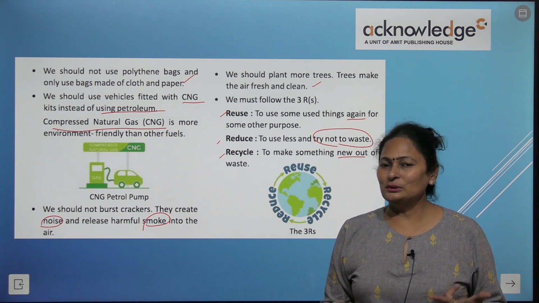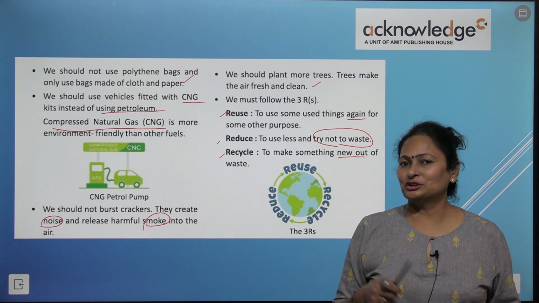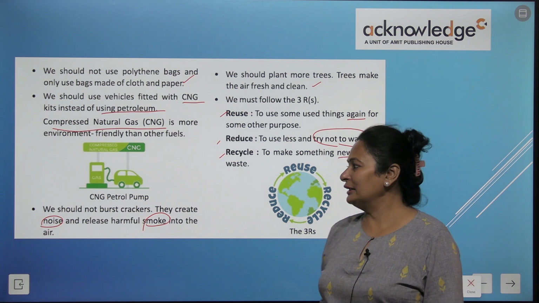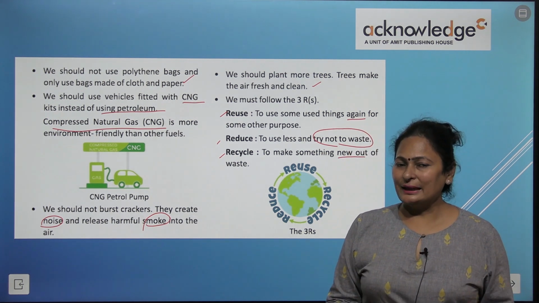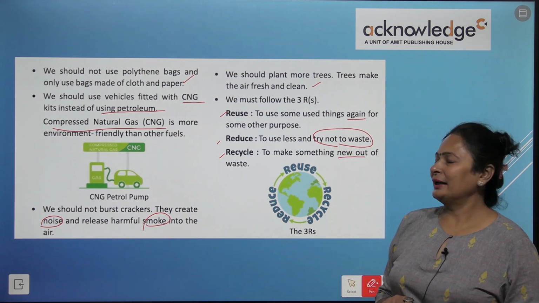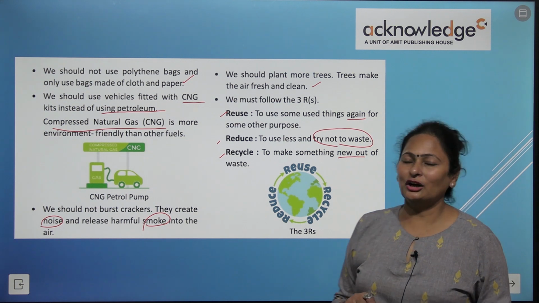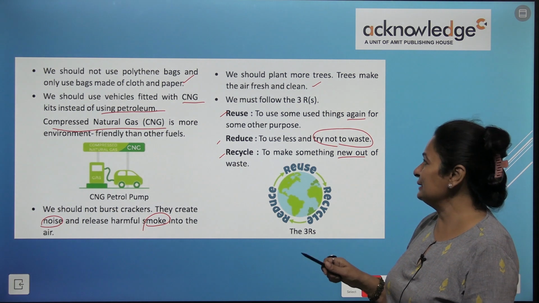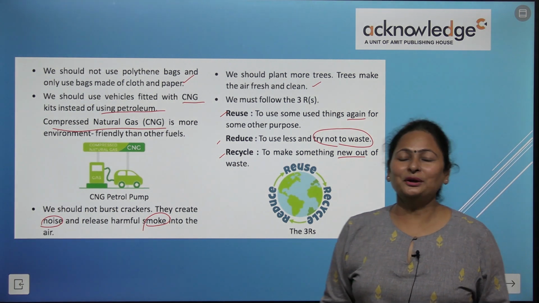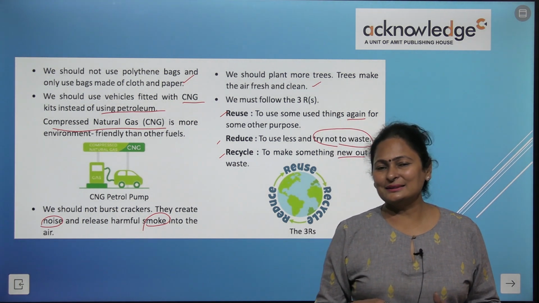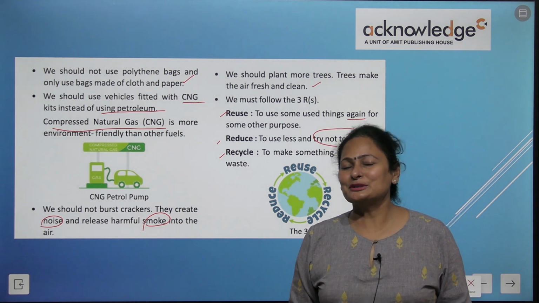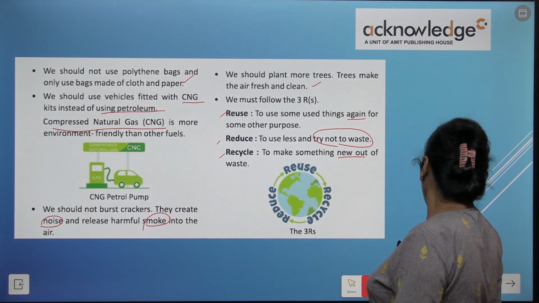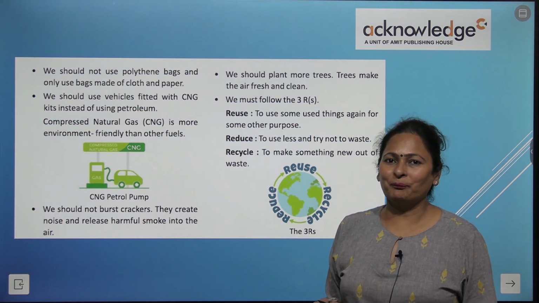Instead of other fuels like petrol and diesel, we should use the CNG fitted vehicles. We should not burst crackers, it leaves noise and air pollution. We should not cut down the trees. Instead, we should plant more and more trees, and don't use polythene bags. Instead, use paper, jute and cloth bags. Hope it is clear to all of you.